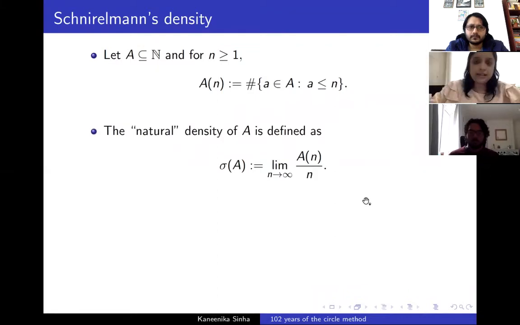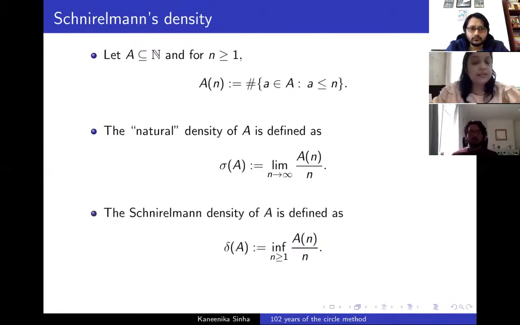So the natural density of A is defined, this is something we know well, as the ratio of A of n over n as the limit n goes to infinity. And if this limit goes to 0, we say that this A has 0 density in the set of natural numbers. The Schnirelmann density is a little bit different.